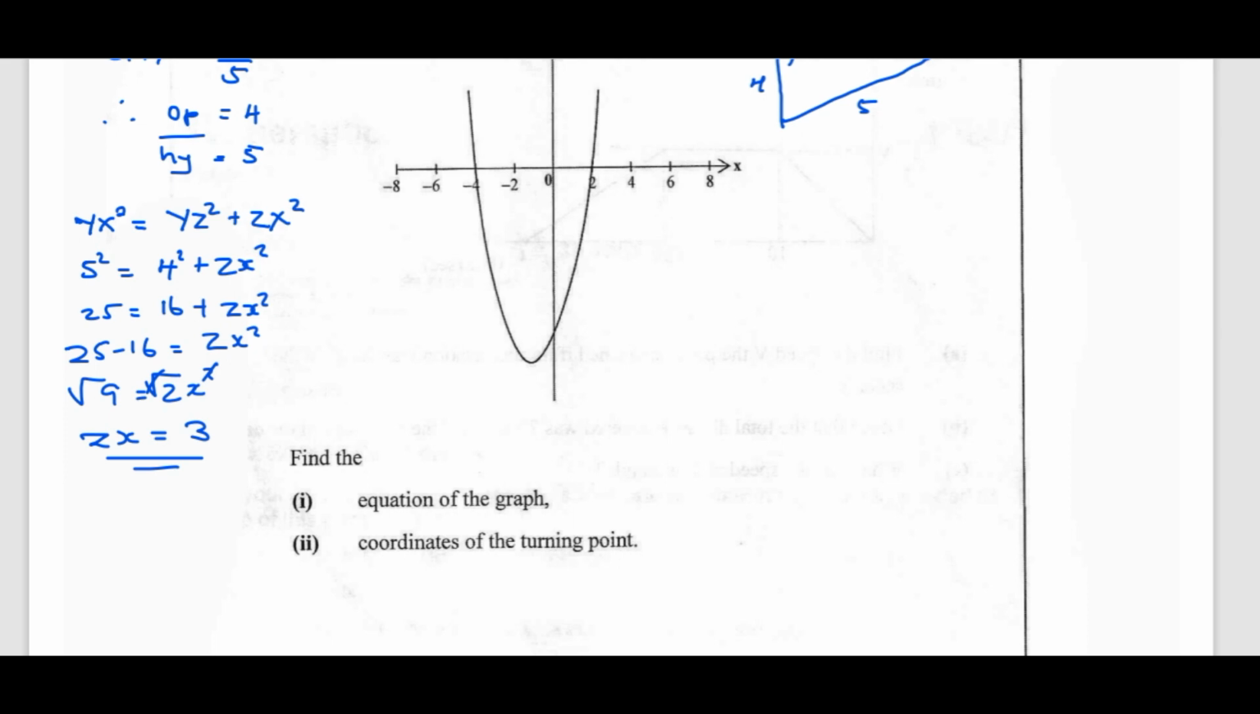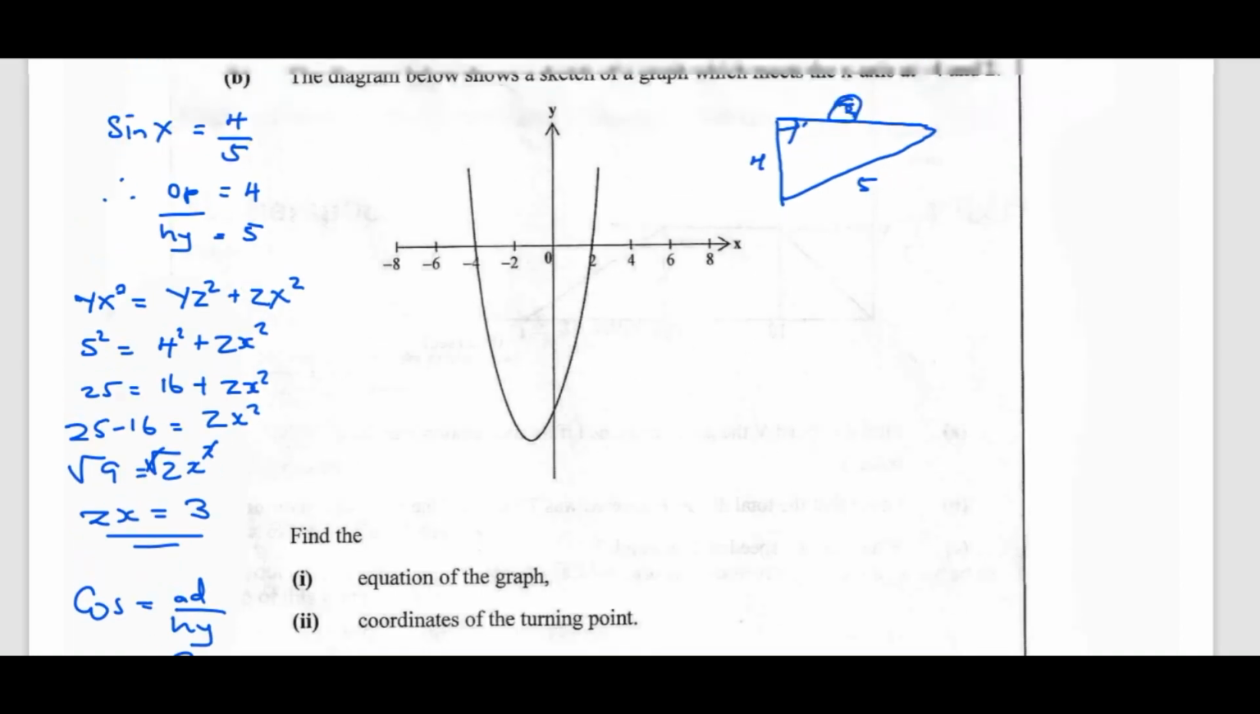So let us look at the formula for cos now. So cos is equal to adjacent over hypotenuse. The adjacent here is 3, and the hypotenuse is 5. So this is the cos that we are looking for. And then let us move to another question.